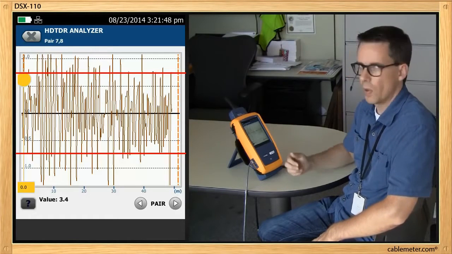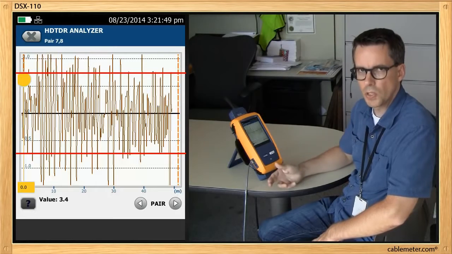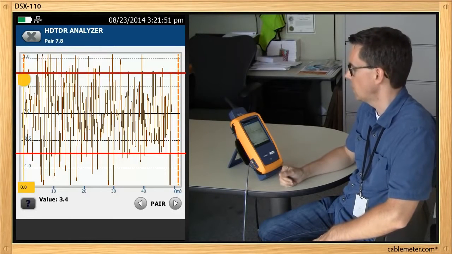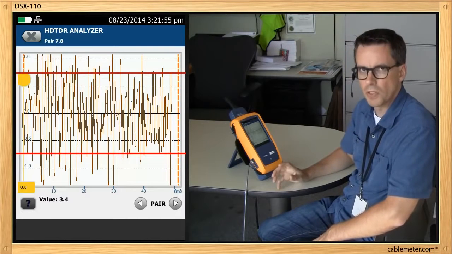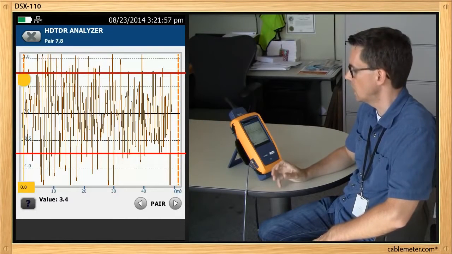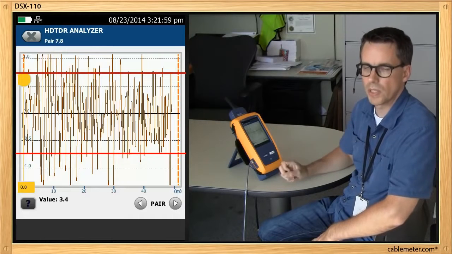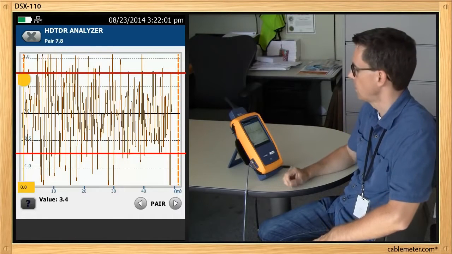Now, whose fault is this? Did the installer do this, or was this cable badly manufactured? This is one of those occasions where it's really tough to tell, but what we do know for sure is this cable, unfortunately, is going to have to be replaced.